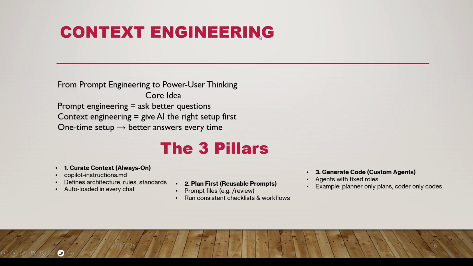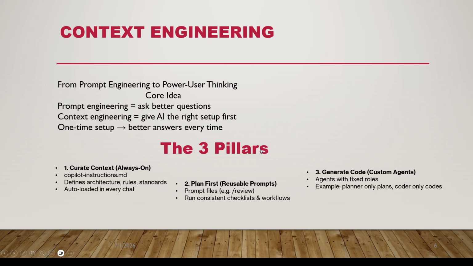Now, context engineering in terms of power user thinking. Prompt engineering is about a user asking better questions. It is a systematic process of improving the questions that we ask to the AI or our chat models, and the core idea is to ask better questions. In context engineering, give AI the right setup first. If the context is proper, the responses that we get from AI are quite relevant, and it's a one-time setup. You can always get better answers if you use the correct prompt engineering and context engineering techniques.